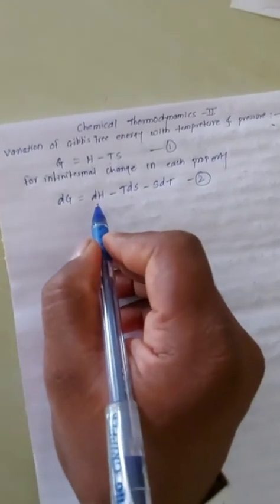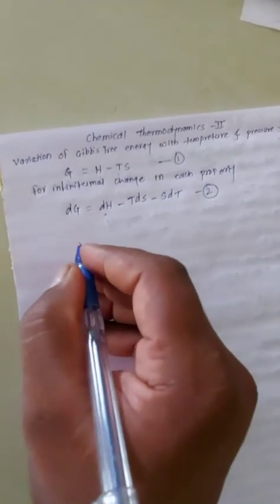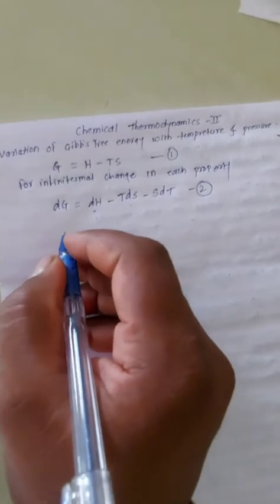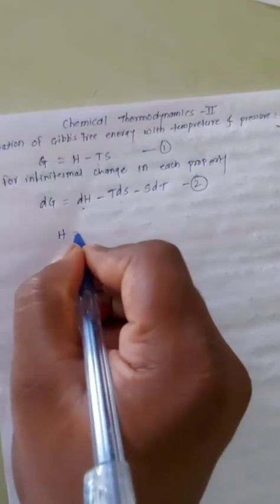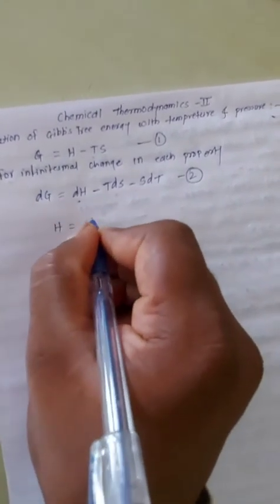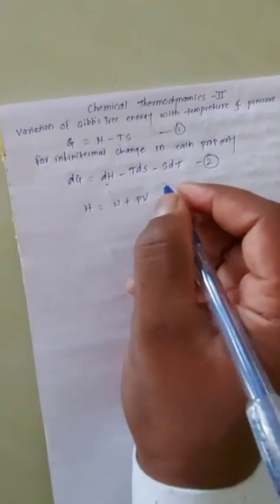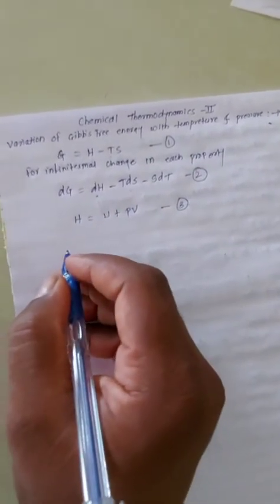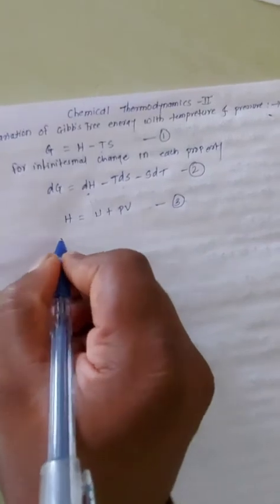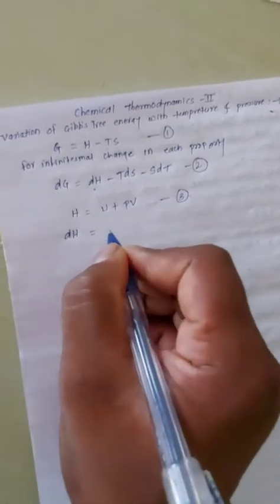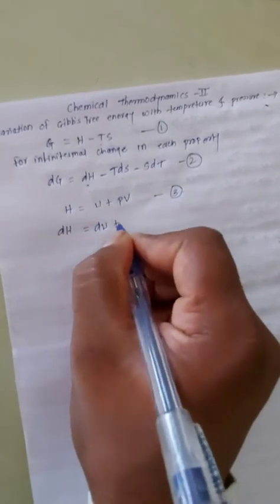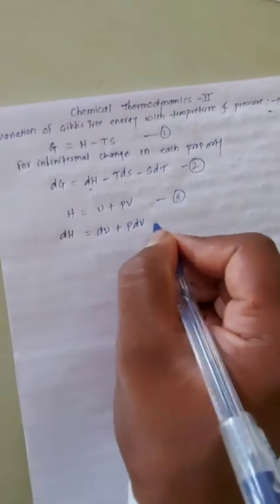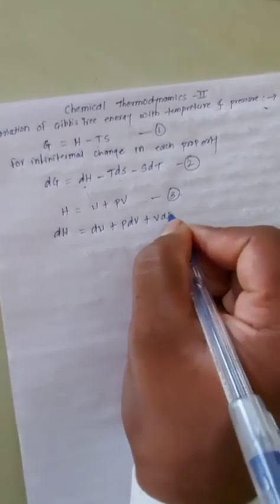Now we also know the enthalpy equation, H is equal to U plus PV. This is equation number 3, and this equation can be varied or converted, that is dH is equal to dU plus P dV plus V dP. This is equation number 4.